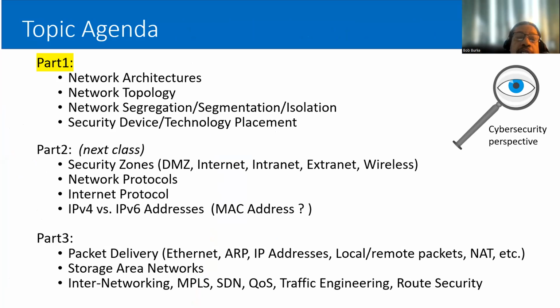Today, we'll cover the architecture, network topology, things that are done to secure your network, including segregation, segmentation, isolation. And then we'll cover very briefly some of the security devices and technology in terms of where it's placed in the network for security. Our lens, our perspective is that of security. We could talk about performance, reliability, function and cost, but our primary focus is to look at everything we cover today from a cybersecurity perspective.